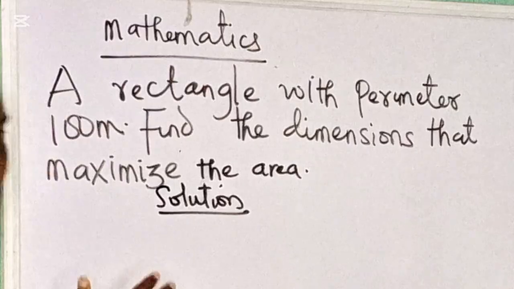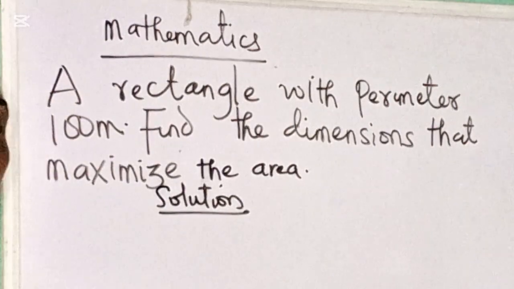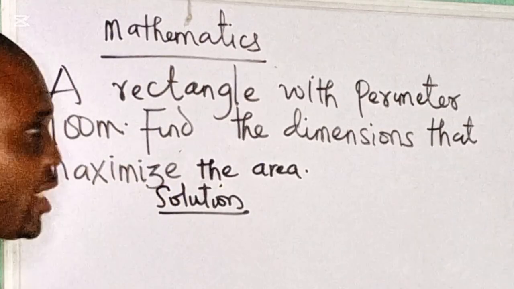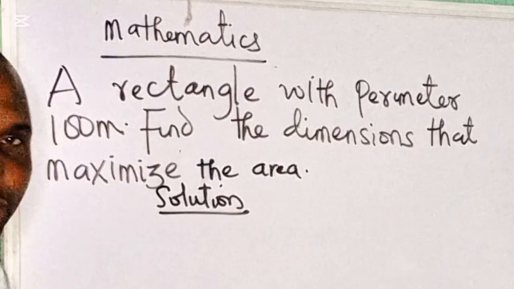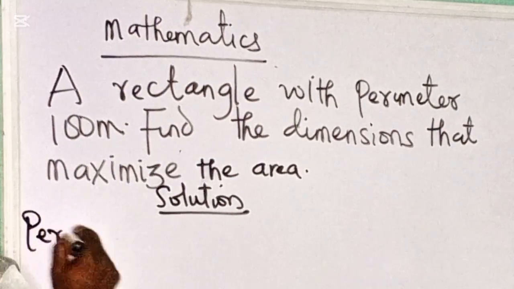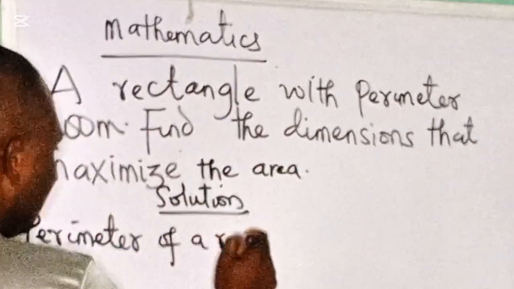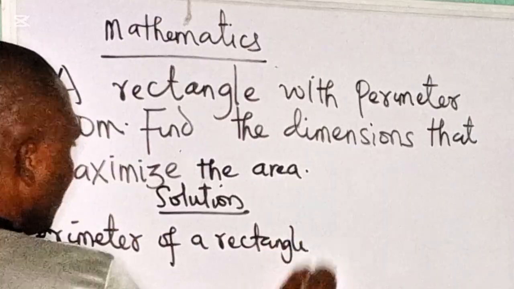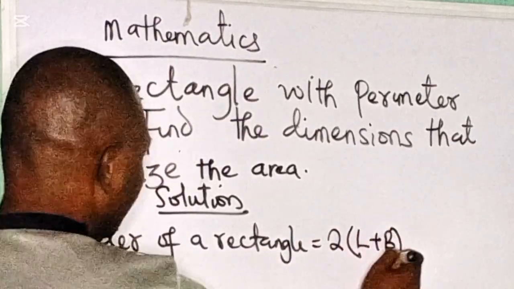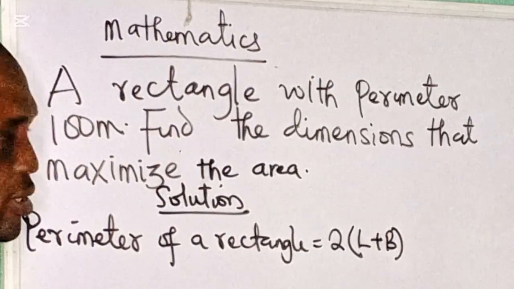Now, we are dealing with a question on a rectangle. And remember that for a rectangle, opposite sides are equal. So we have the length and then we have the breadth. Now they gave us the perimeter of the rectangle. What is the perimeter of a rectangle? Perimeter of a rectangle is equal to 2 brackets length plus the breadth. Is that clear? Now, this is the formula for calculating the perimeter of a rectangle.